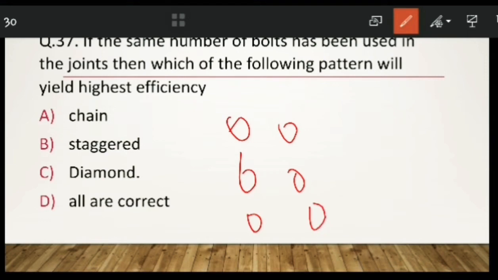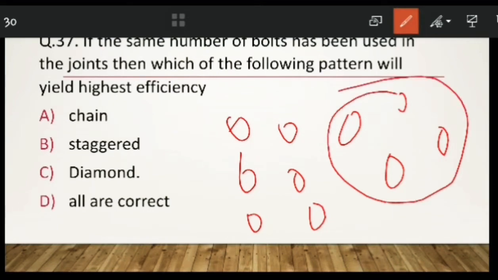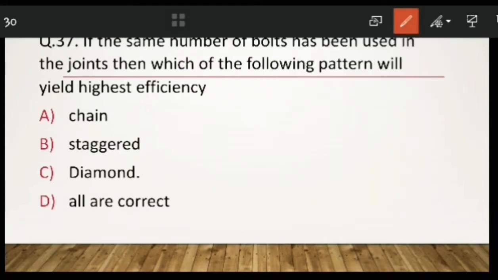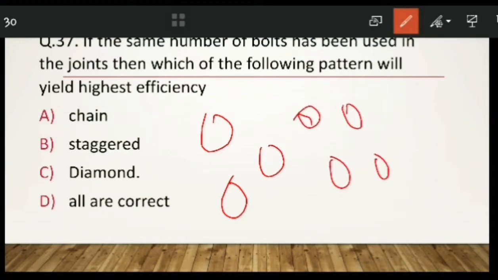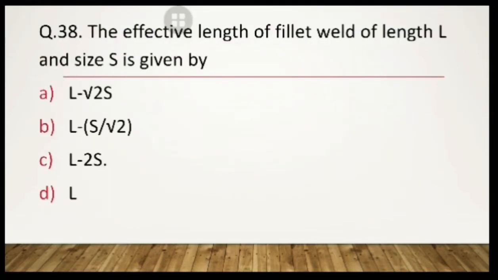This is your chain joint. This is your diamond joint. This is your chain joint, and this is called staggered joint. So in which type of pattern of joint we can get highest efficiency? From diamond joint we can get highest efficiency. Continuing to next question number 38.